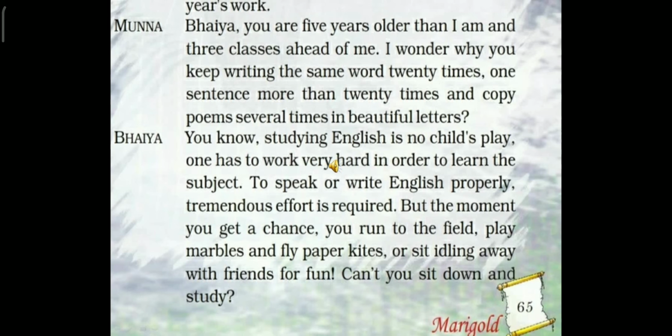All right. The effort that Bhaiya is giving to learn English properly. All right. So after Bhaiya says that he needs to give a lot of effort to speak or write English properly, he says, but the moment you get a chance, you run to the field, play marbles and fly paper kites, or sit idling away with friends for fun. All right, so there is a lot of information now that we are going to get about Munna. All right, so Munna is somebody, whenever he gets a chance, he runs to the field, all right, to play outside. He plays with marbles, marbles, what are marbles? And he also flies paper kites, or he's sitting idle, all right, with his friends for fun.